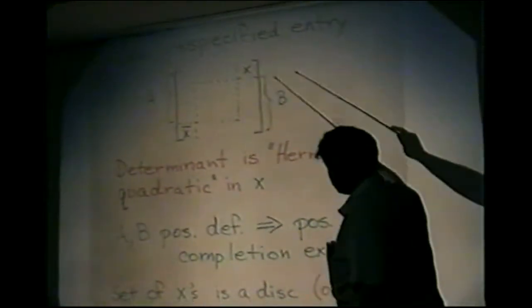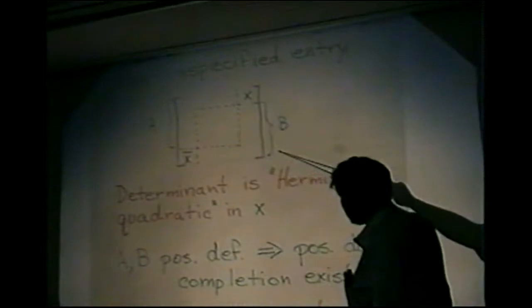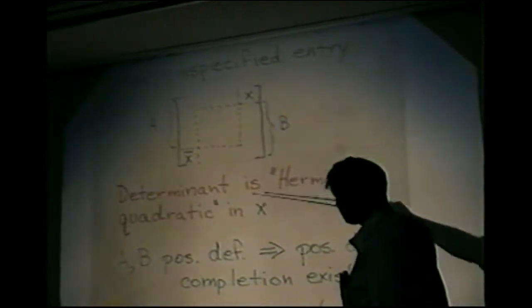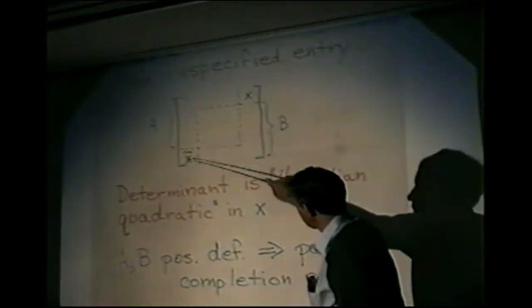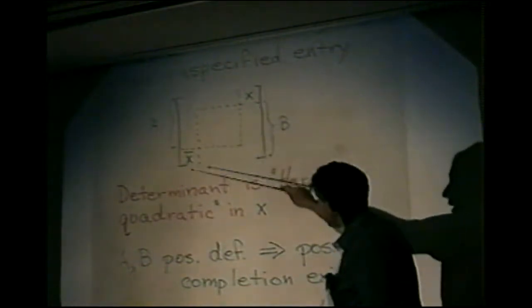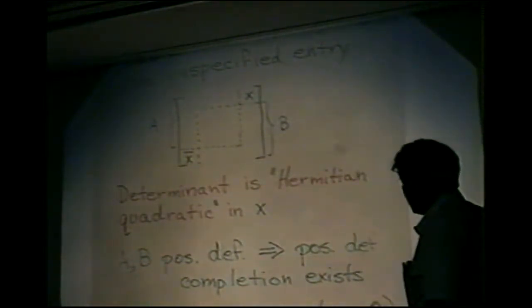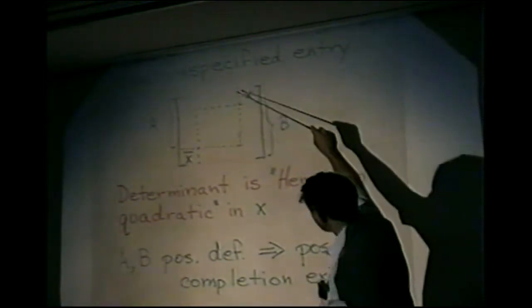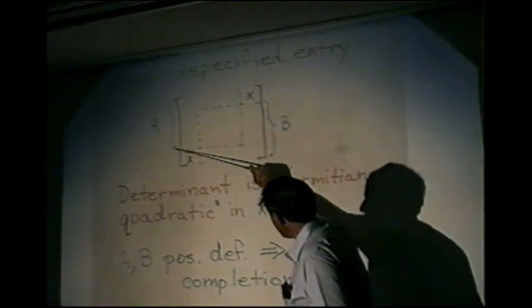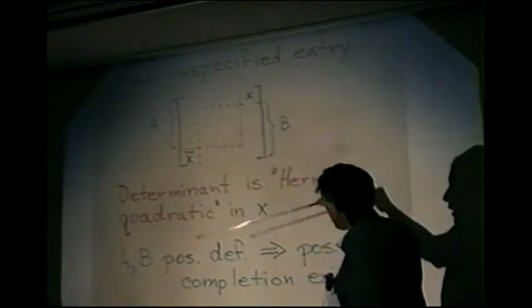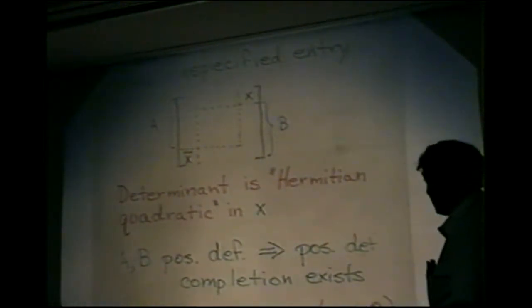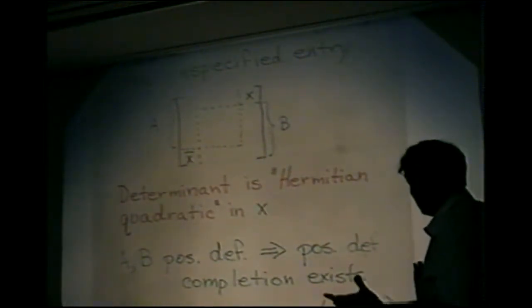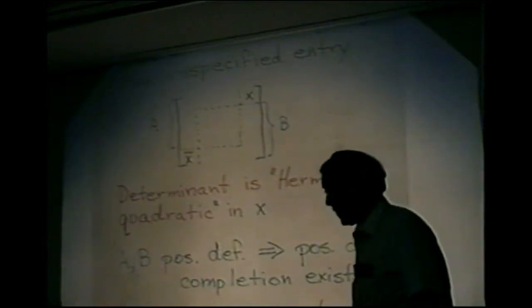Well, in this case, the determinant of this matrix is a quadratic in this X, or a Hermitian quadratic, if you like, in the complex case. And our assumption of partial positive definiteness just means that this upper left block and this lower right block are both ordinary positive definite matrices. And we need to assume that in order to have a chance of having a positive definite completion.